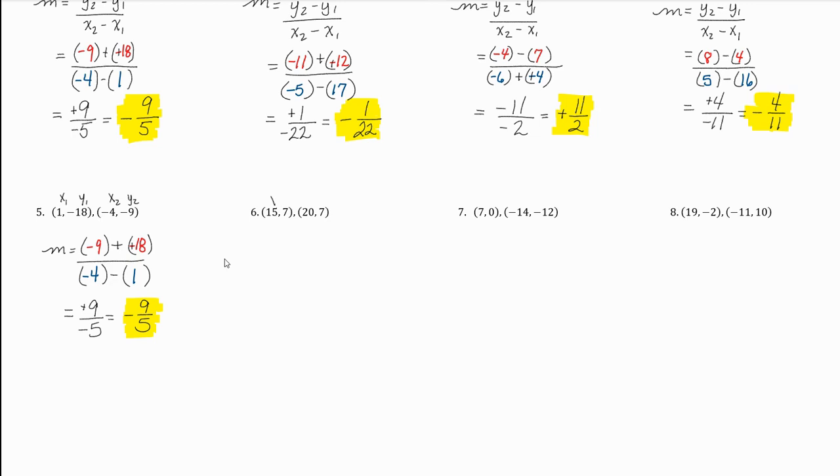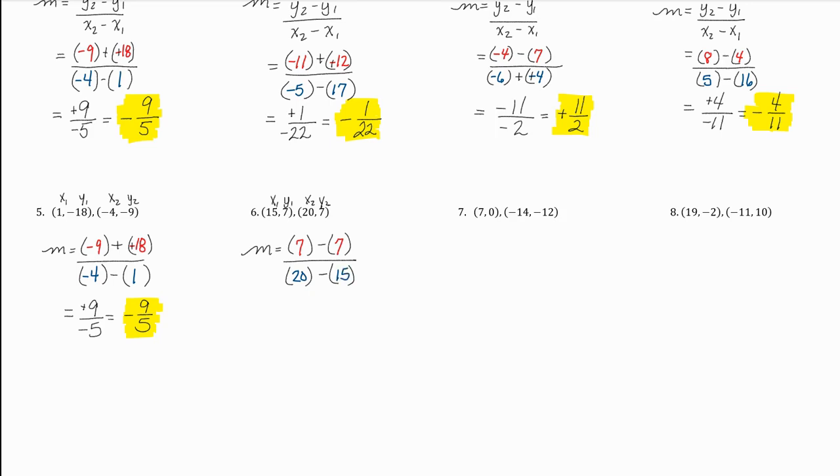So we have x sub 1, y sub 1. The second point is x sub 2, y sub 2. So here we go, let's replace the parentheses. So our first point, y sub 2. Let's use y sub 2 as a positive 7, and y sub 1 is 7. So 7 minus 7. Our next one, x sub 2 is 20, and x sub 1 is 15.